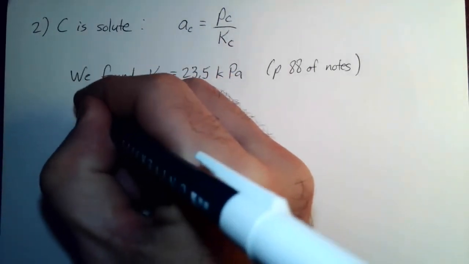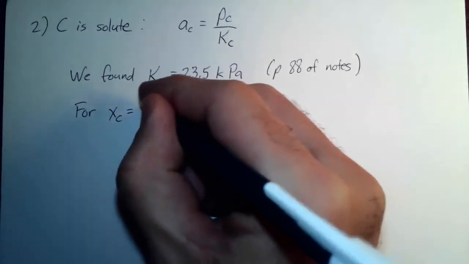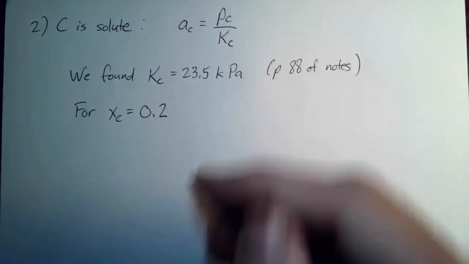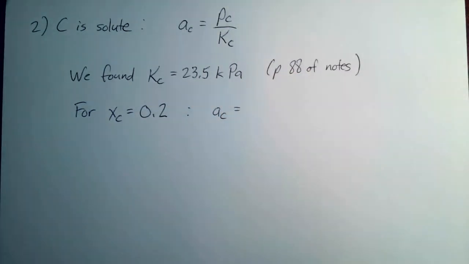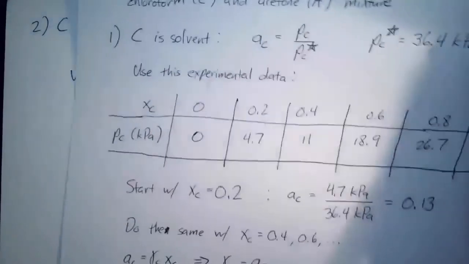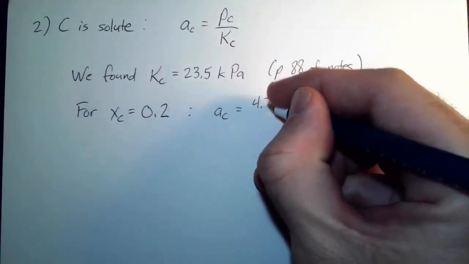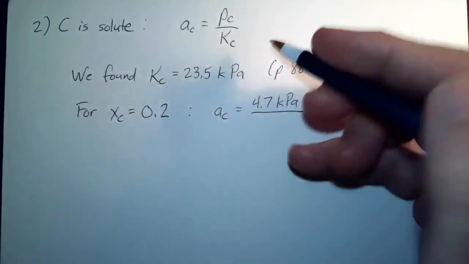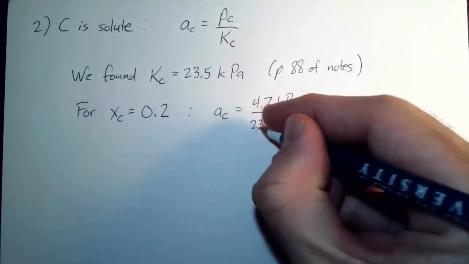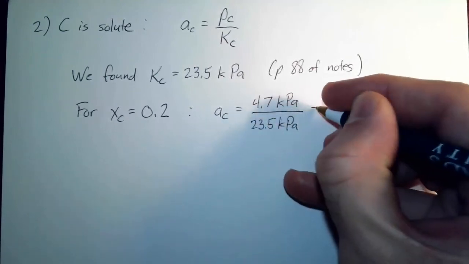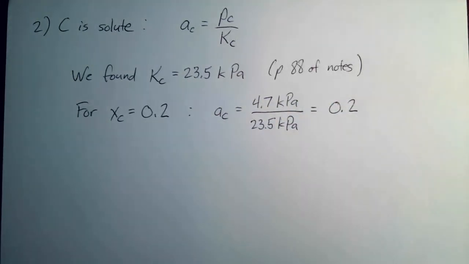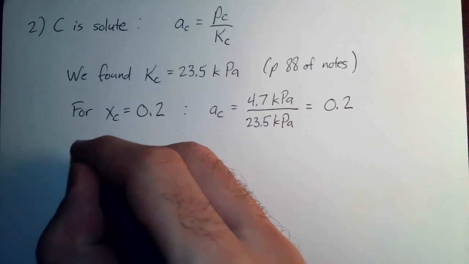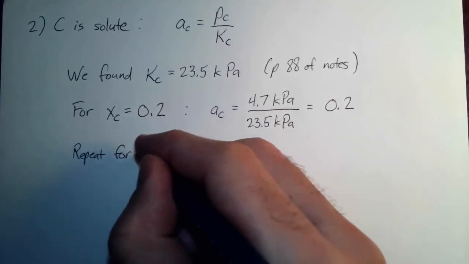Okay, so let's use the data now. And for the case of chloroform, we'll do 0.2 again. Then AC is PC, which was 4.7 when the mole fraction was 0.2, divided by Henry's constant, which we found earlier, 23.5. And this comes out to be 0.2 exactly. All right, and we repeat for the other data points.